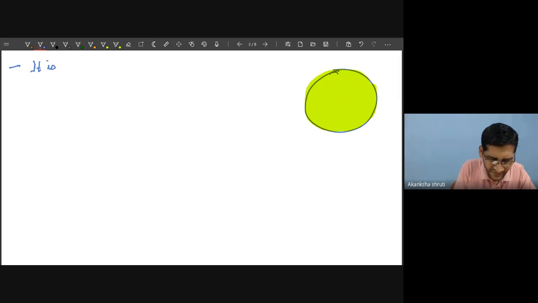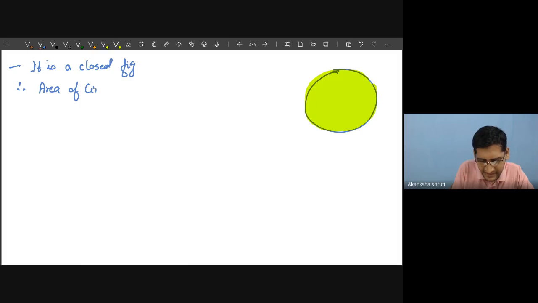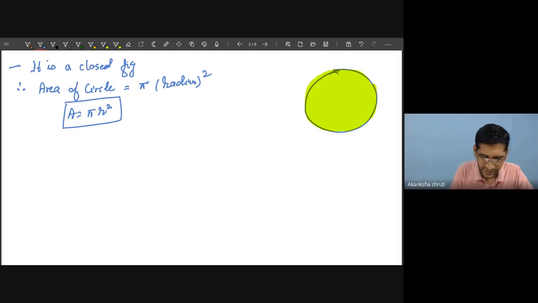So it is a closed figure, there is no vertex. So the area enclosed, area of circle can be calculated, and it is given by pi into radius square. So area A is denoted by pi r square. This thing we need to keep in mind.